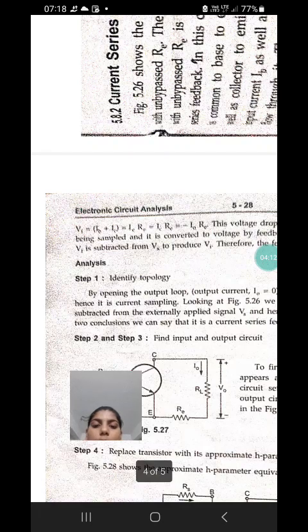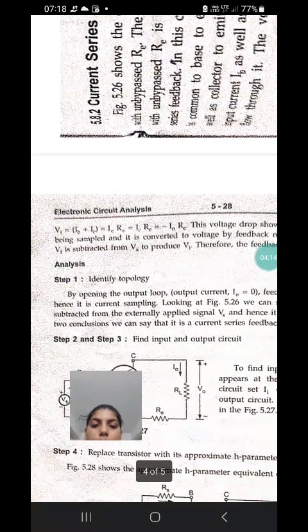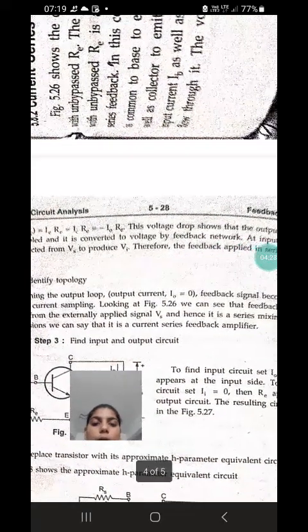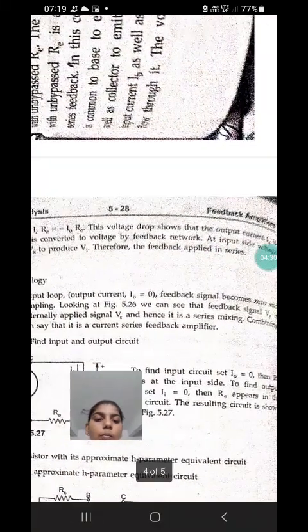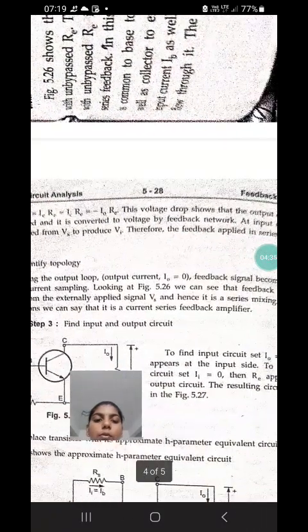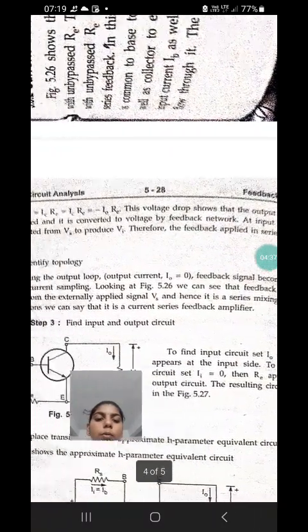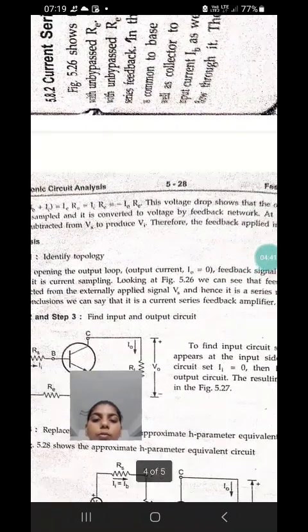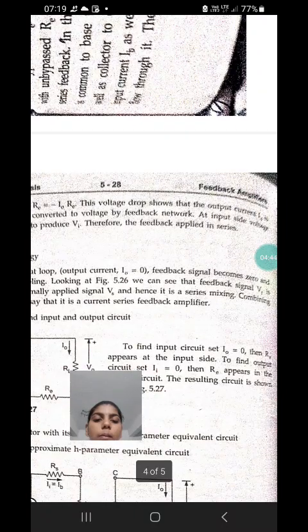The voltage drop across RE is Vf equal to (I0 plus IB) RE, approximately IE RE, equal to IC RE. IC means output current, which is also denoted as negative I0, so Vf equals minus I0 into RE. This voltage drop shows that the output current is being sampled and converted to voltage by the feedback network. At the input, Vf is subtracted from Vs to produce Va. Therefore, the feedback is applied in series.